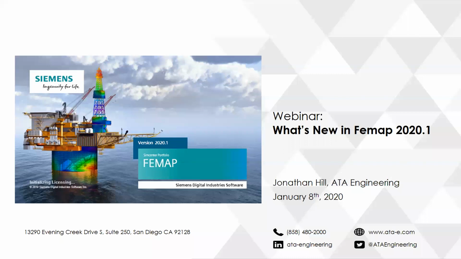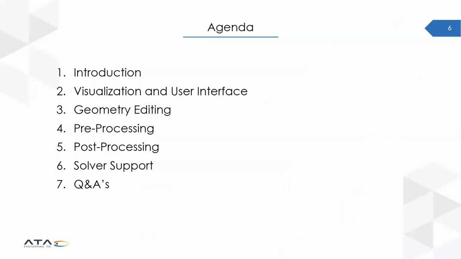With that, though, we'll go ahead and jump into today's presentation, What's New in Femap 2020.1. Again, my name is Jonathan Hill, and I'm excited you're all here today. So I'll start off just with a quick run through of what we'll be discussing. We'll start off just with an introduction and some basic notes on this release, and then we'll jump into more specific updates. And we'll be switching back and forth between PowerPoint and some live demos in Femap. So we'll step through visualization and user interface enhancements, geometry editing, pre-processing, post-processing, and solver support. And then finally, at the end, we'll have time for questions and answers.